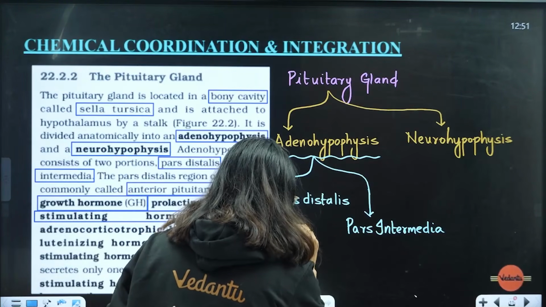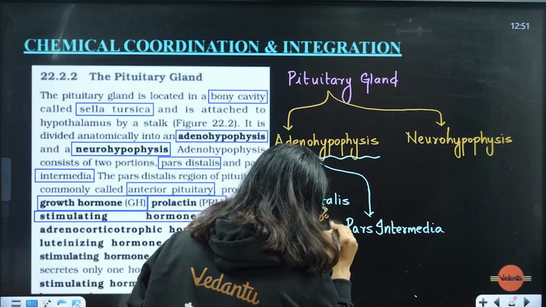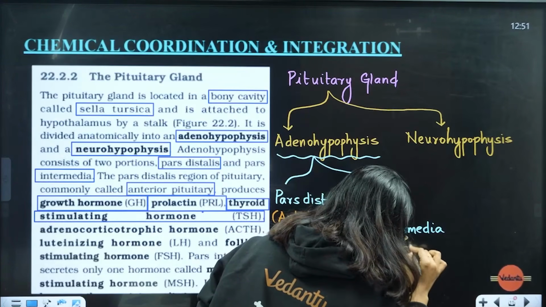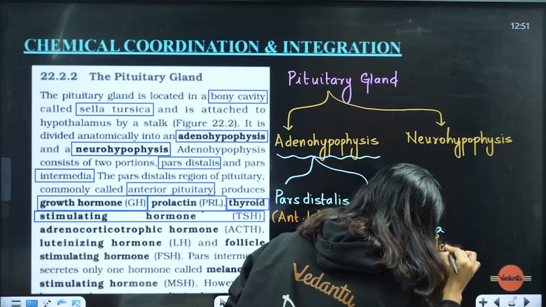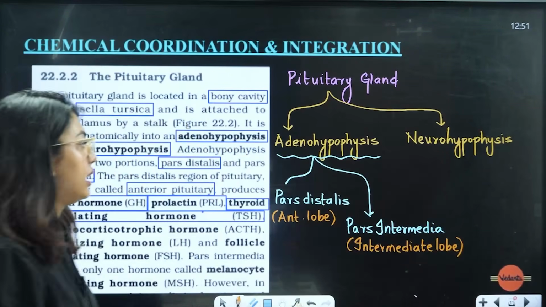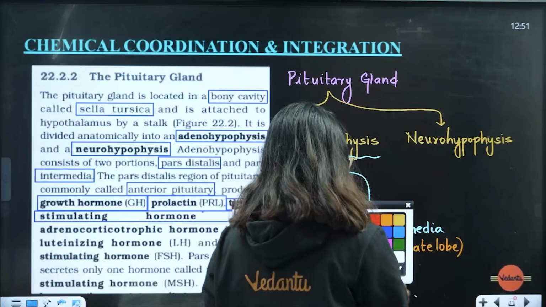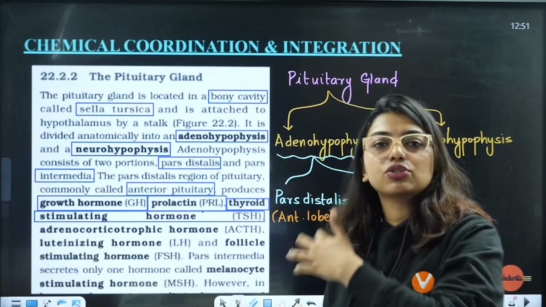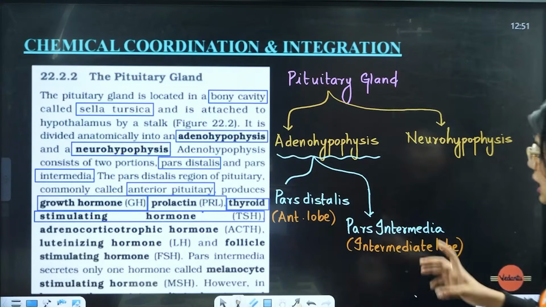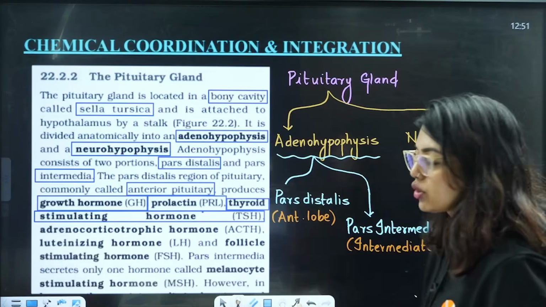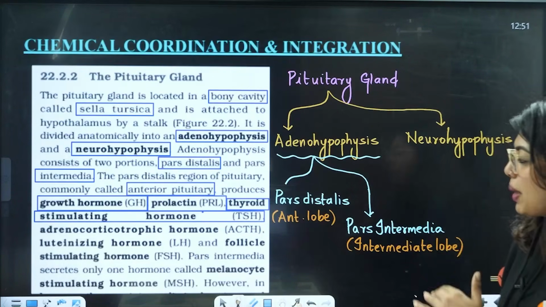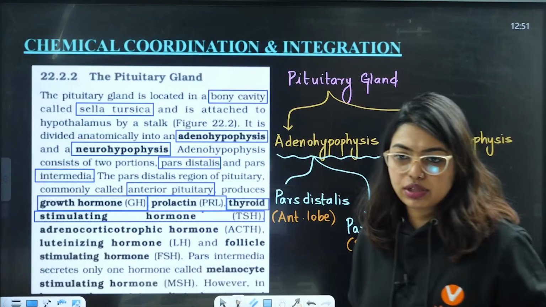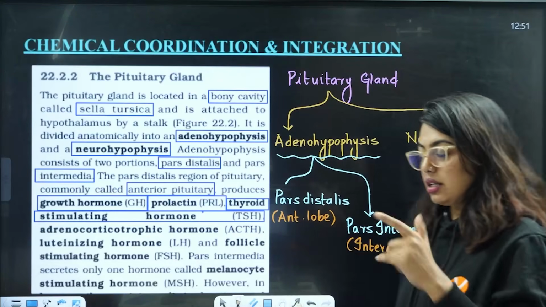So this is our anterior lobe, and this is our intermediate lobe. Next one, the neurohypophysis. In the neurohypophysis only one region is going to be there, that is the posterior pituitary. Here the anterior lobe secretes all the stimulating hormones. The pars intermedia secretes only one hormone, which is called melanocyte stimulating hormone.